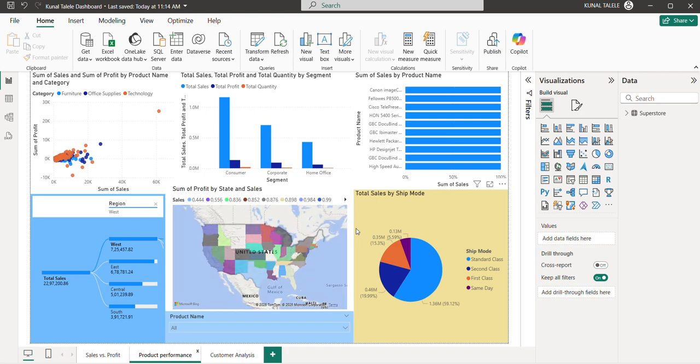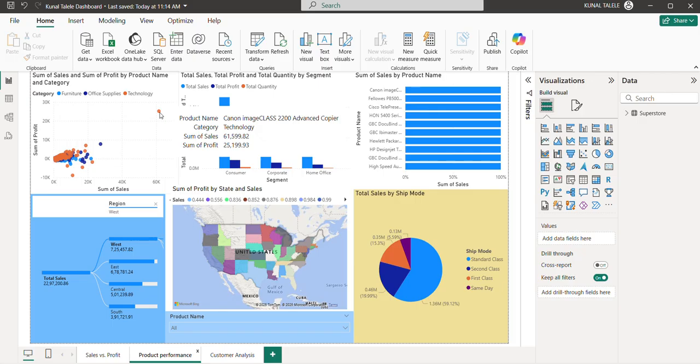Here it is. First is the scatter plot, showing sum of sales versus sum of profit broken down by individual product names and grouped by category. Each dot represents a product, as you can see here. Colors differentiate categories such as furniture, office supplies, and technology.